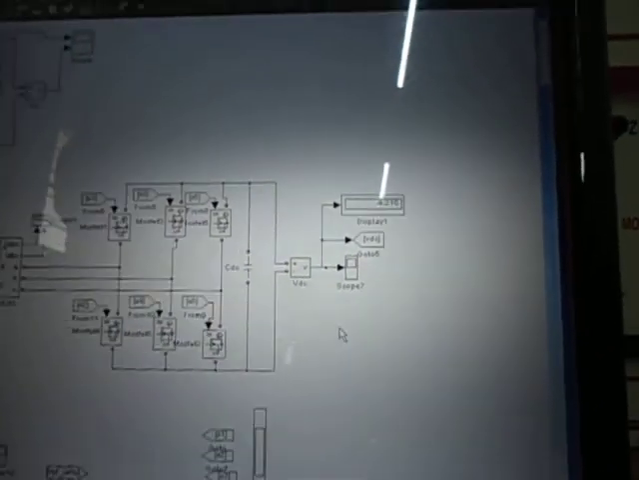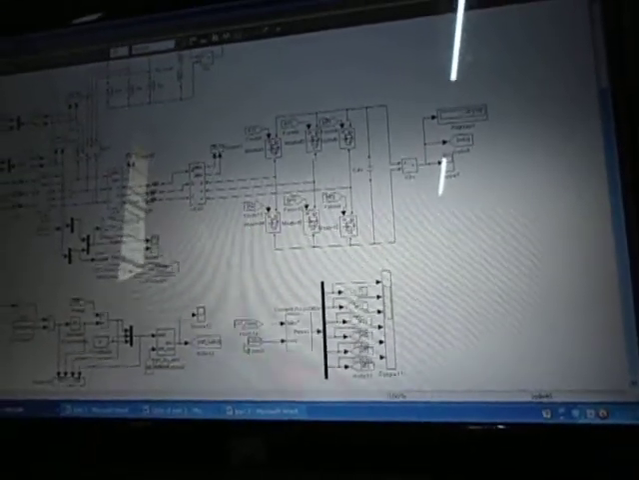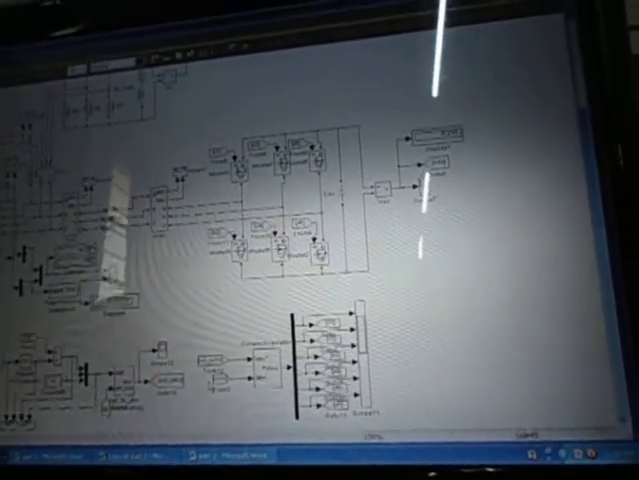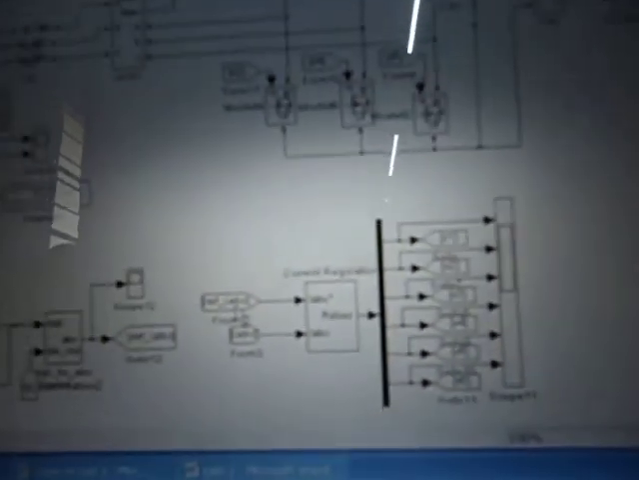The pulses for the filter are taken from a current regulator. The output of the current regulator are pulses. Here, the reference source current and the measured source current are compared with a current regulator or hysteresis control, and we get the PWM pulses which are given to the gate drive of the filter. Now we have to know how we get the reference source current.